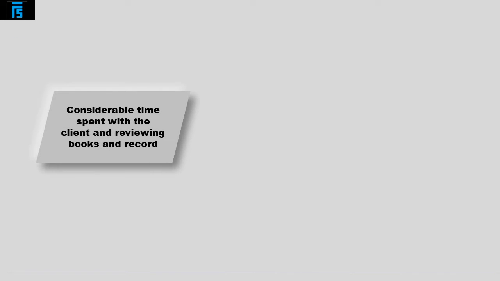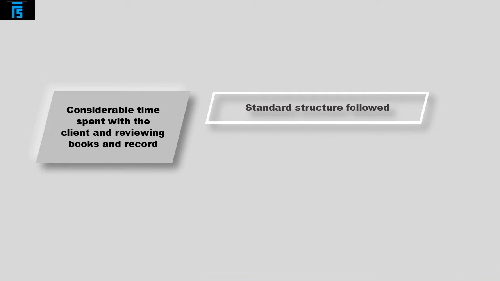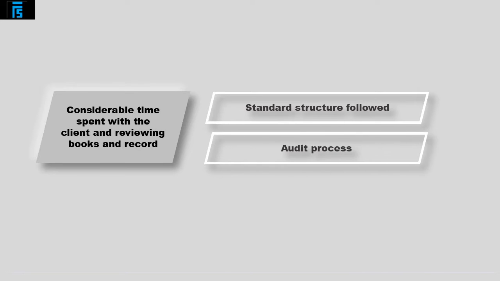For the auditor to form an independent opinion on the financial statements, there will be considerable time spent with the client and reviewing the books and records. To ensure the work is carried out properly, the audit has a standard structure. This audit process can be outlined as follows. Step 1. Acceptance.